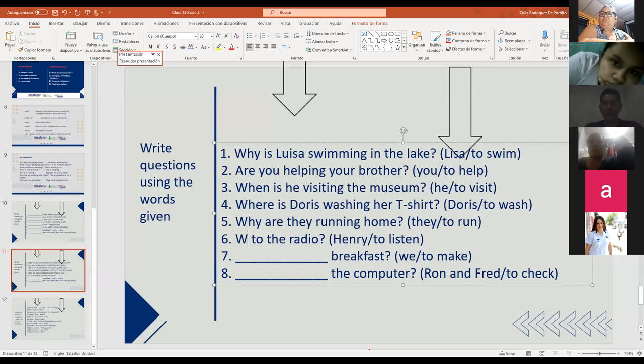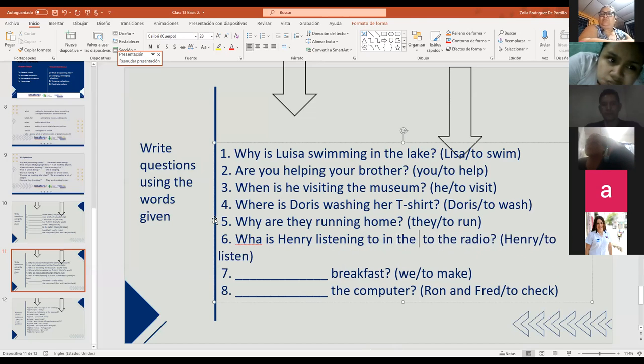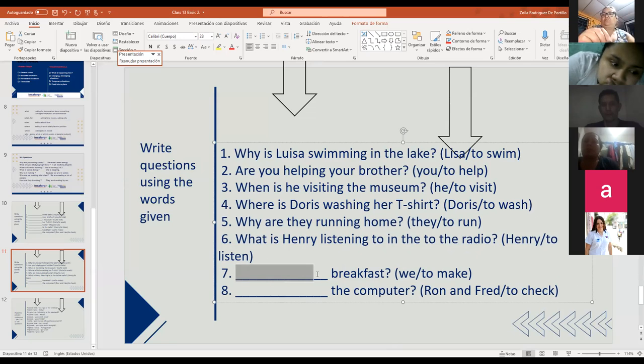What is Henry listening to in the radio? ¿Qué está oyendo Henry en el radio? Right? What is Henry listening to in the radio? He's listening to the news. He's listening to the rancheras, right? He's listening to his favorite DJ. Okay, what about number 7?